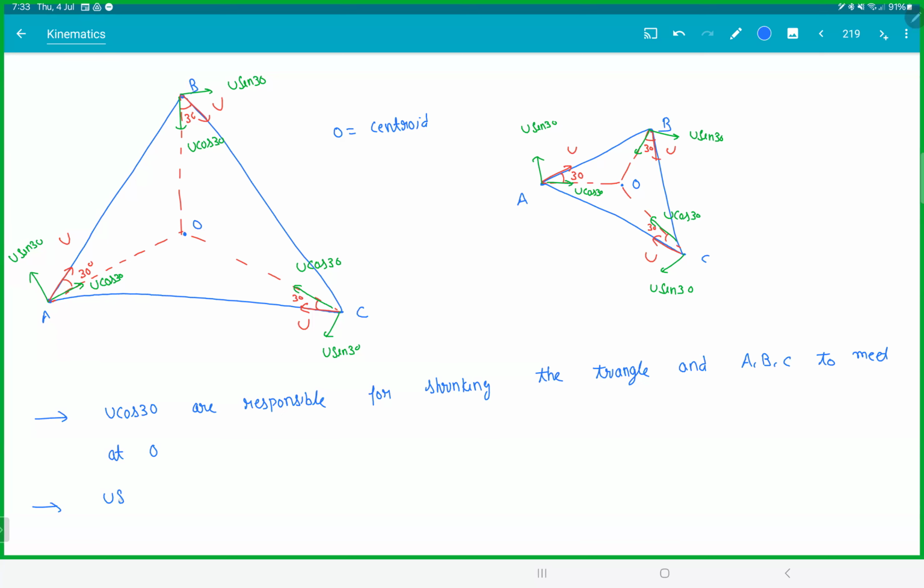What is u sin 30 doing? U sin 30s are rotating the triangle. If you look, this is moving like this. Can you see how it is rotating? The reason the triangle is rotating is because of sin 30 components. So both the components are playing their own roles. This u sin 30 we will see in circular motion. For now, we are all interested in u cos 30. So you tell me who is responsible for meeting? The u cos 30? Is this analysis making sense? No matter how much the triangle rotates, the components will always be u cos 30 towards the center and u sin 30 perpendicular.